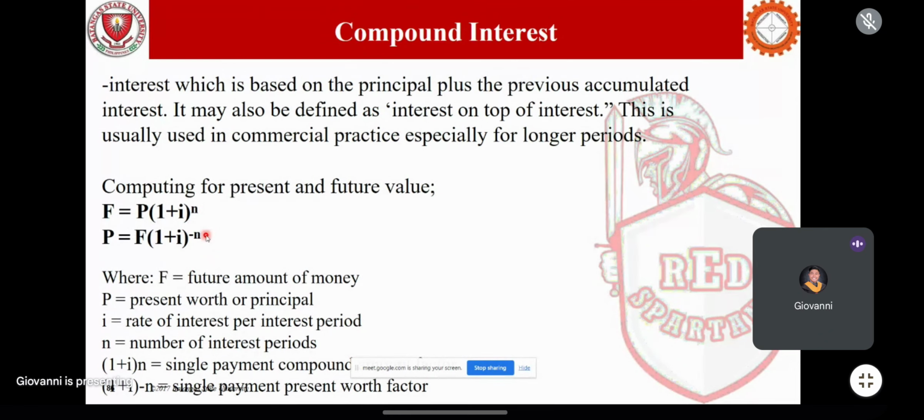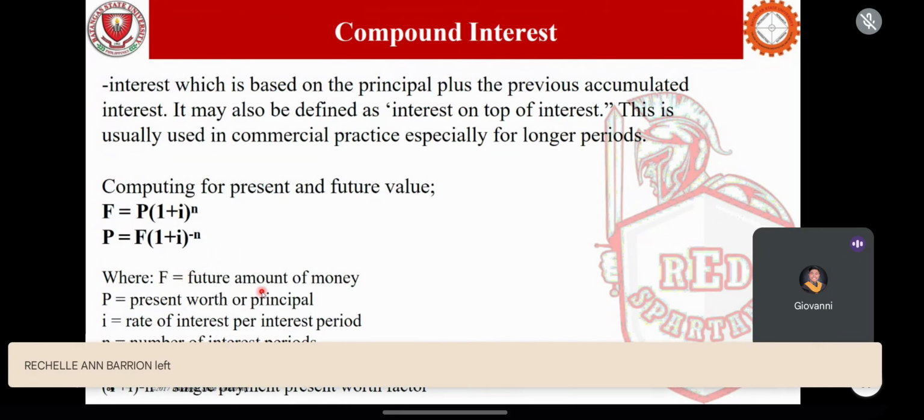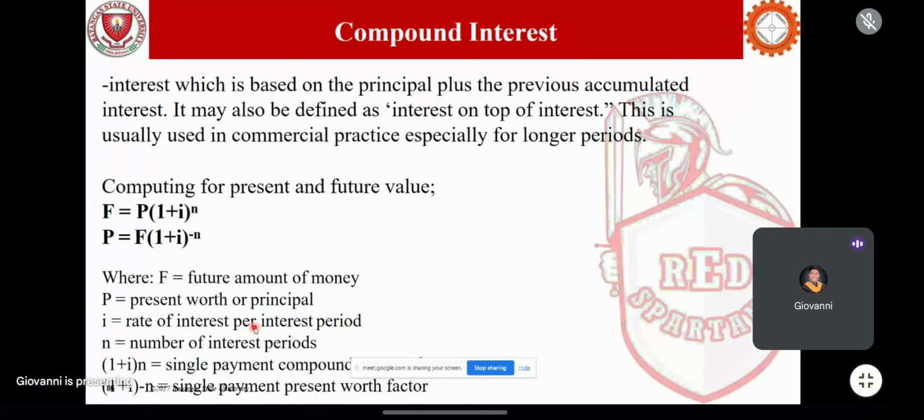Going sa mga formulas natin sa sunod, ganyan na din po yan. Lagi pong naka-raise si P sa negative N. Kahit yung mga formula natin for annuity, ganyan pa rin yung application. Wherein si F natin is a future worth pa rin, si P is the present worth, I is the rate of interest, and N is the number of interest periods.